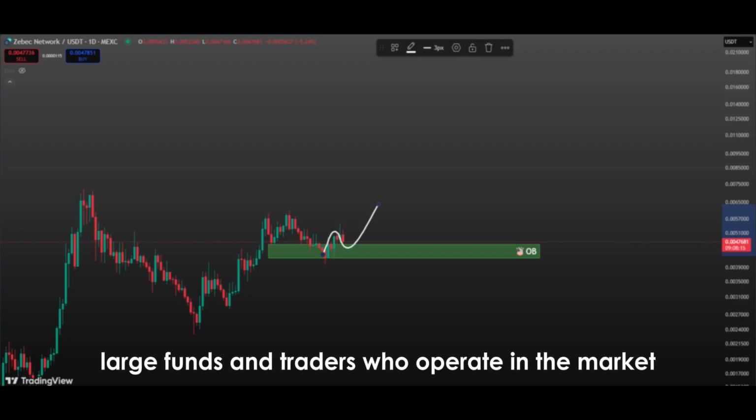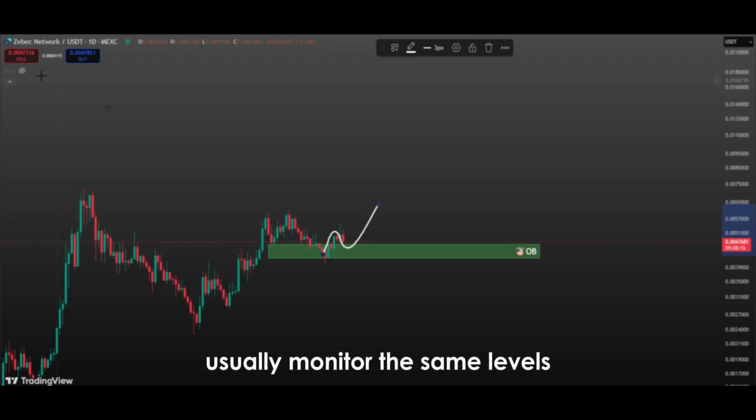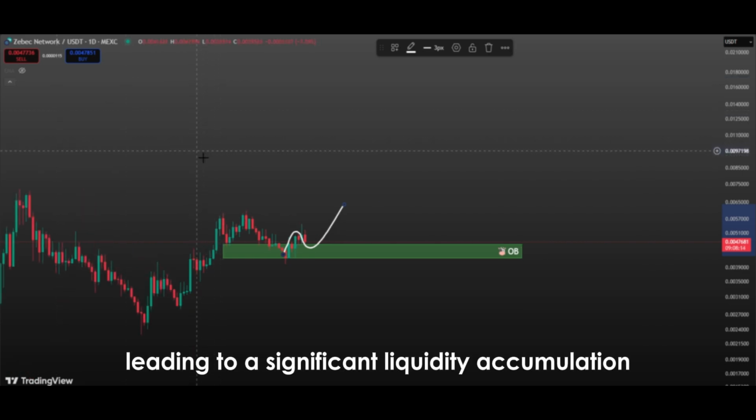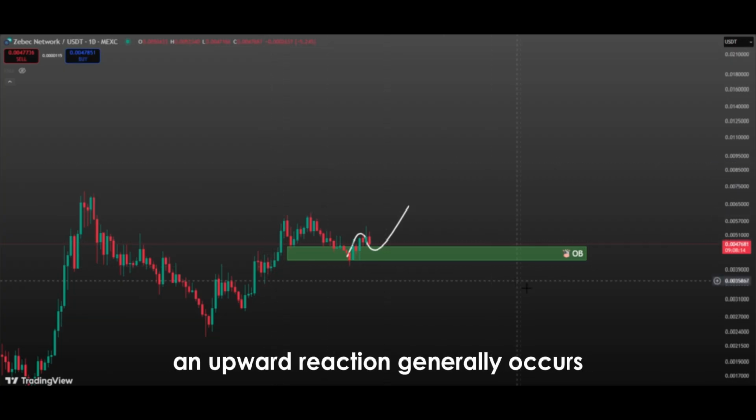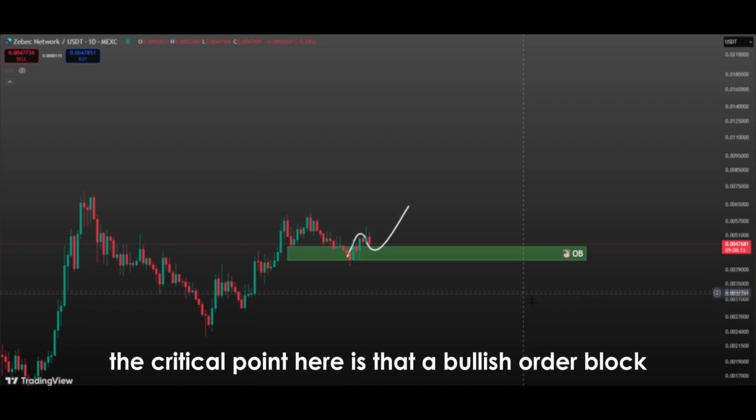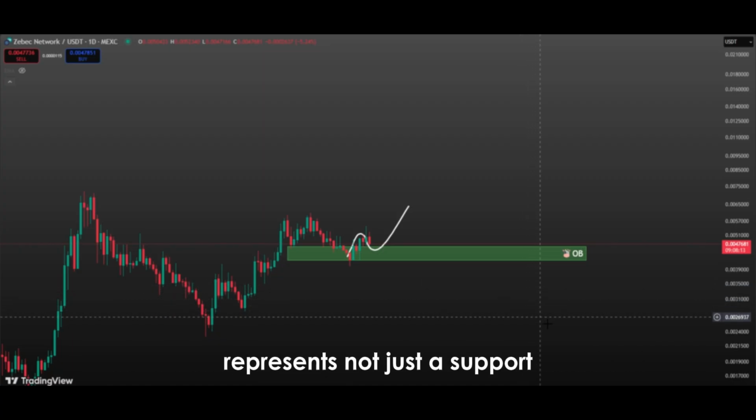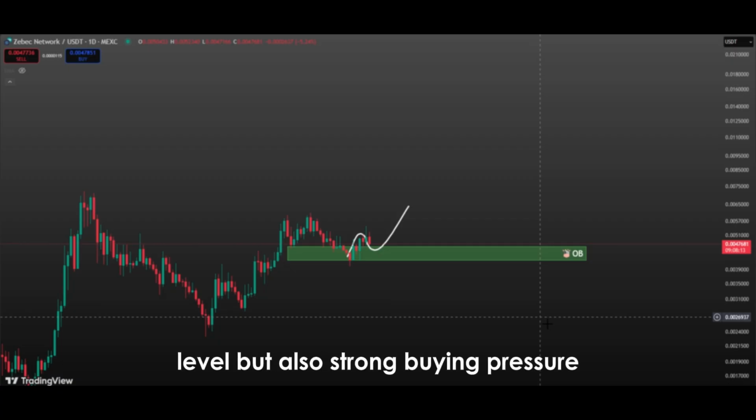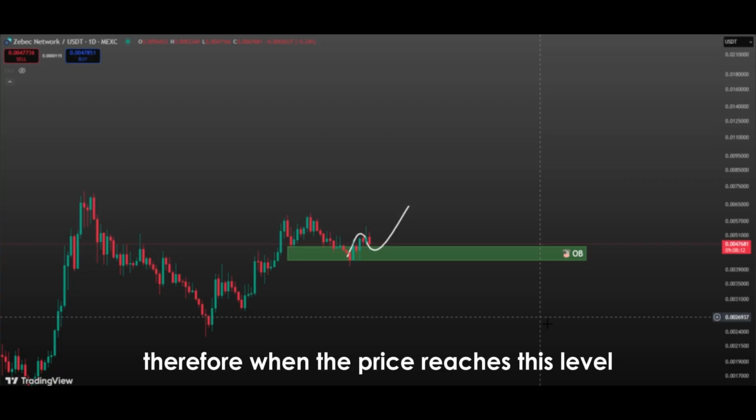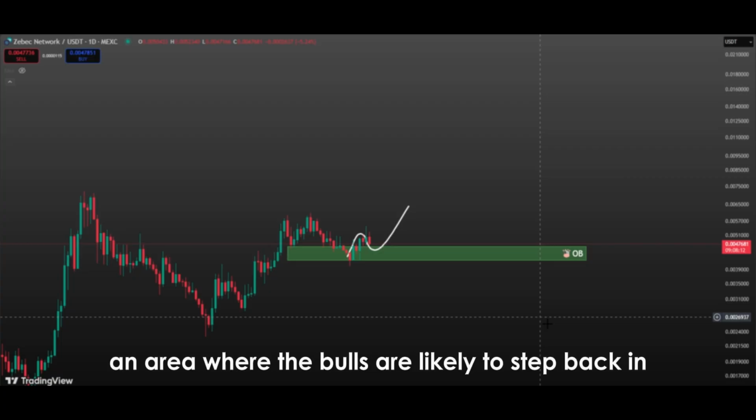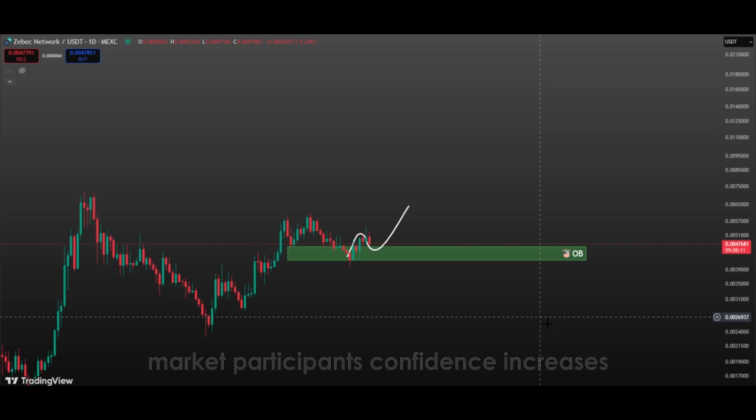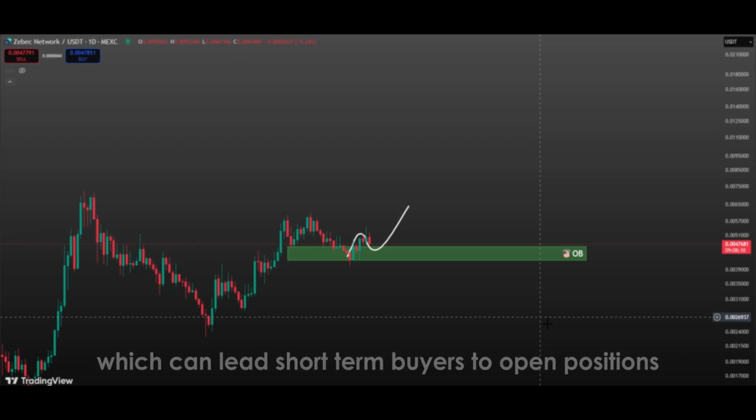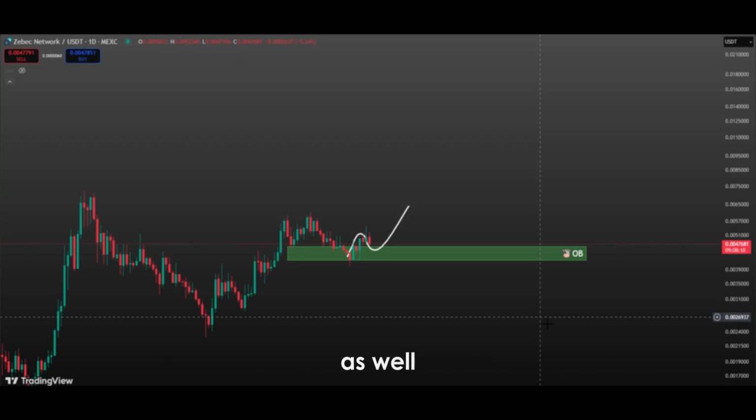Large funds and traders who operate in the market usually monitor the same levels, leading to a significant liquidity accumulation in this region. When the price enters this liquidity pool, an upward reaction generally occurs. The critical point here is that a bullish order block represents not just a support level, but also strong buying pressure. Therefore, when the price reaches this level, it signals an area where the bulls are likely to step back in. Especially when the price touches this block and reacts with strong bullish candles, market participants' confidence increases, which can lead short-term buyers to open positions as well.